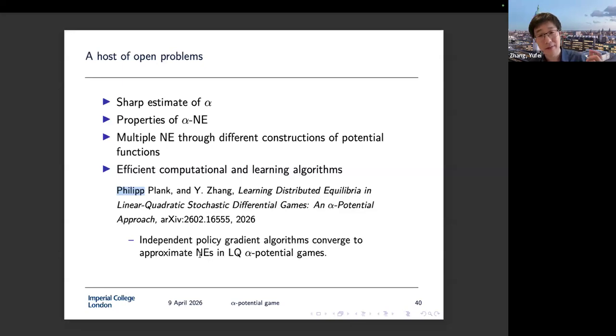And we think a very natural question is whether the same result holds for more general dynamic games, and it will be interesting to explore. Thanks for your attention.